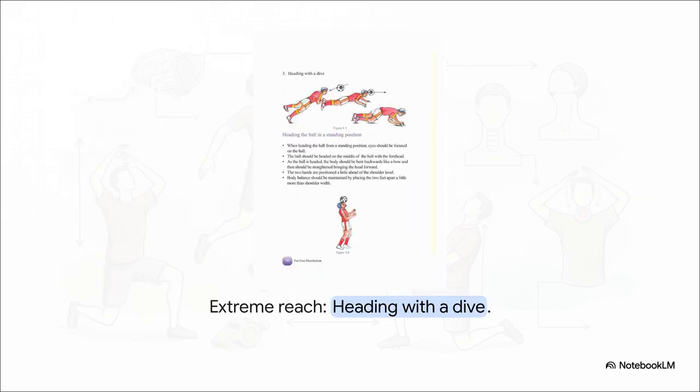And then, of course, we have the dramatic diving header. You see this used for extreme reach when a ball is zipping in fast and low and you literally just can't get your feet there in time. Notice how the player's body extends completely parallel to the ground. It looks totally chaotic, but trust me, it's highly controlled. Even in this horizontal dive, the eyes remain glued to the ball, and the player is deliberately leading with the front of the forehead to make safe, accurate contact.